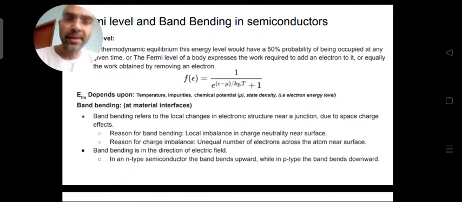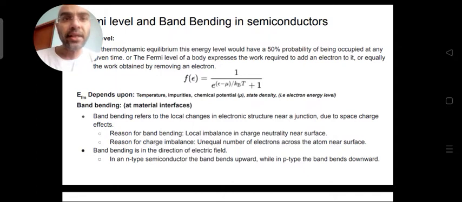I'll show you that band bending for some other materials as well, and we will use it later in our discussion. Band bending refers to the changes in the electronic structure near the junction. Why does this band bending actually take place? In the depth of the material, there will be no band bending. The bands will be parallel and smooth, but near the surface, or the junction I should say, there will be little band bending.